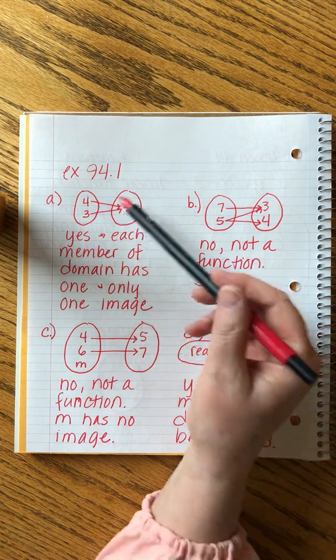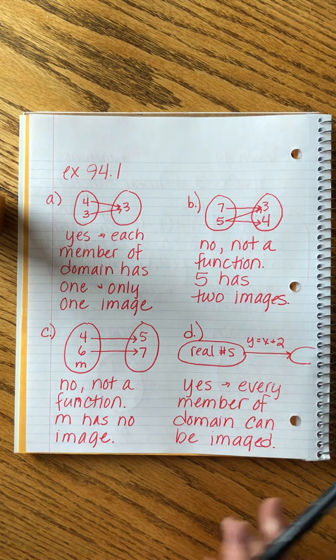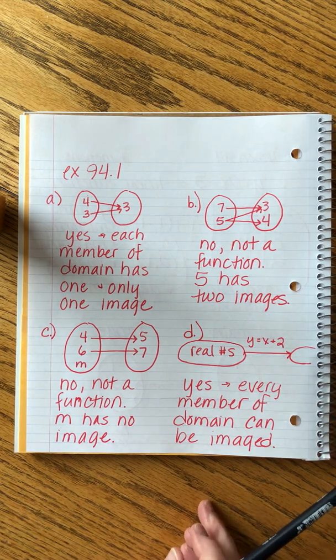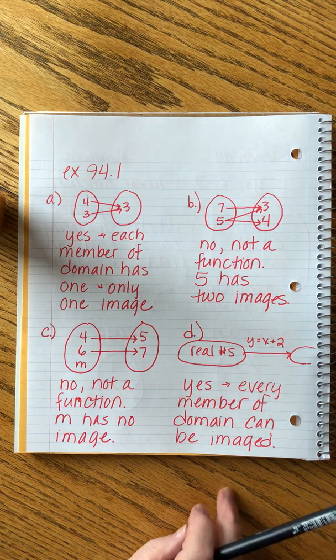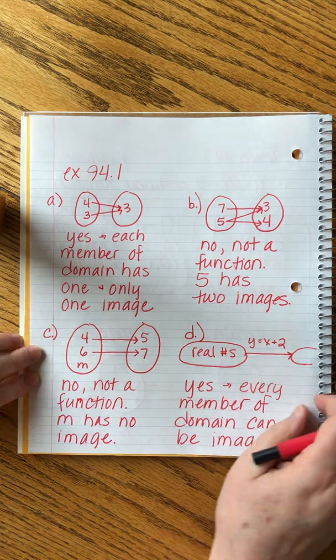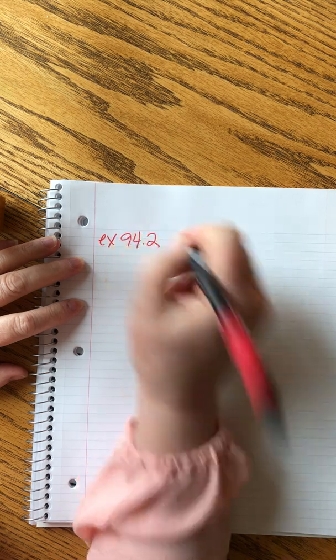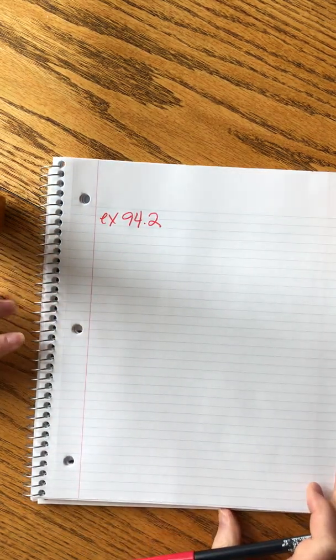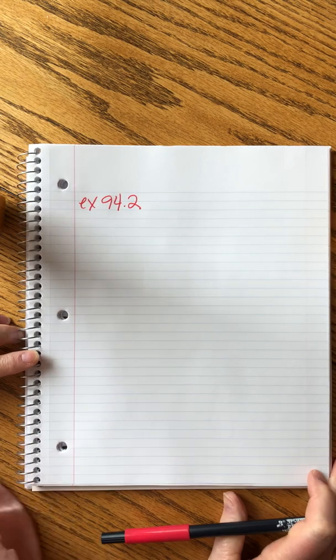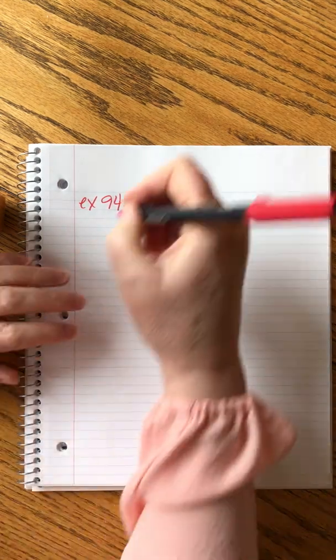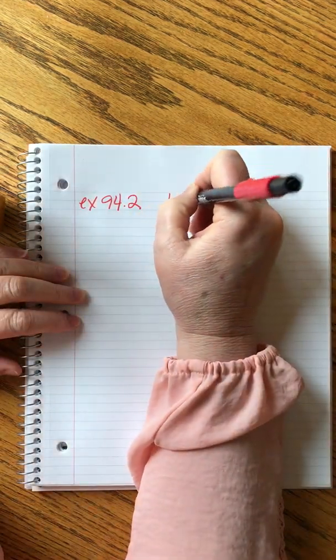All right? These look new and different. This is really what we've been doing all along. Okay. 94.2. This we've seen before. This is where John asked us a question about functions by showing us a bunch of pairs.